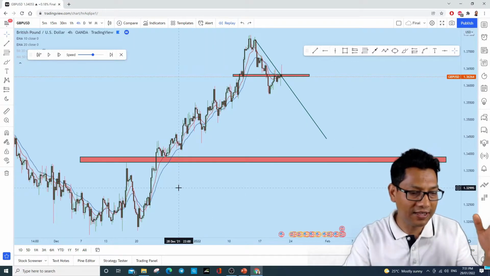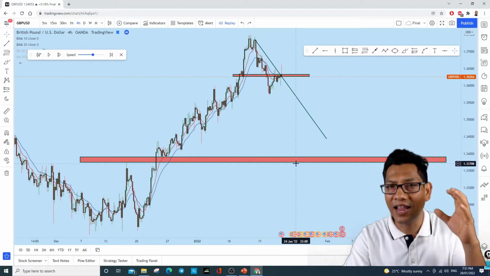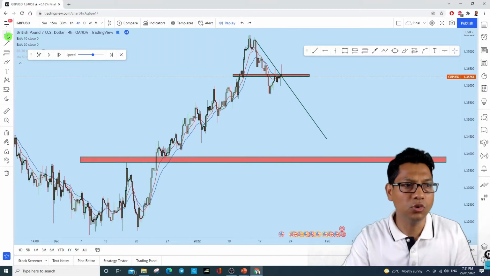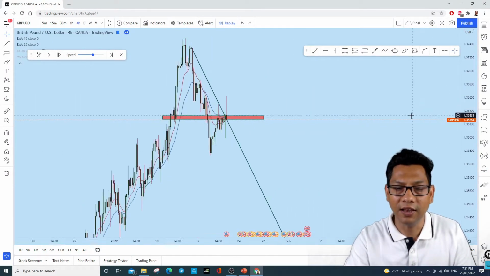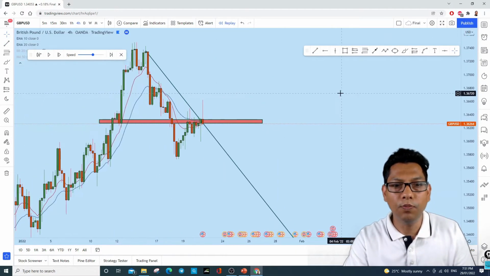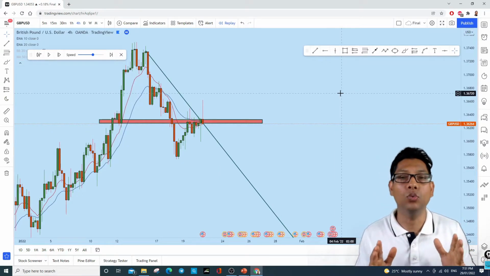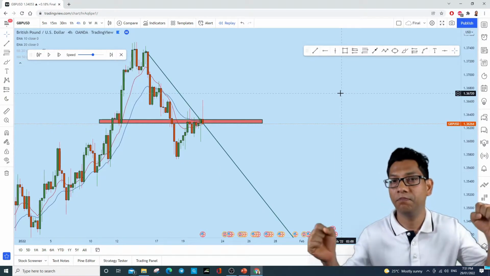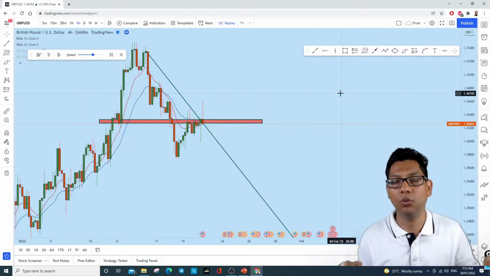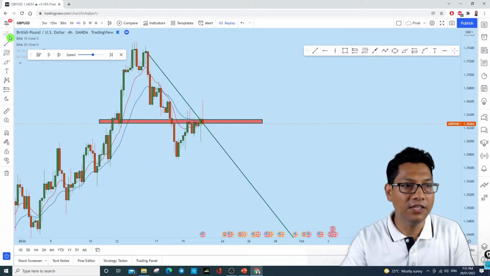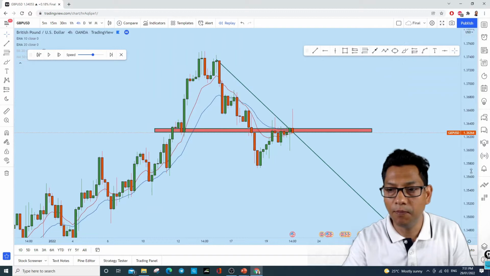So let's see, another criteria is a clear entry signal. So what is a clear entry signal? Now, the entry signal should be a candlestick pattern that you want to see. It could be a doji, pin bar, hanging man, shooting star, whatever you are trading. But this one is a textbook pin bar.